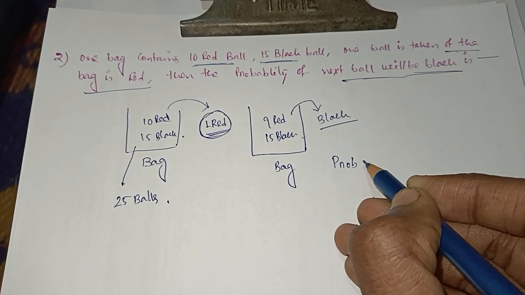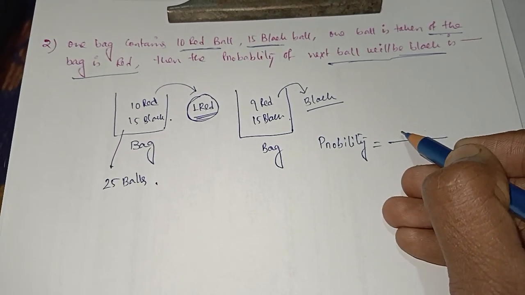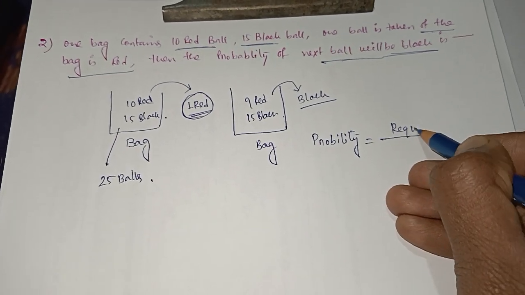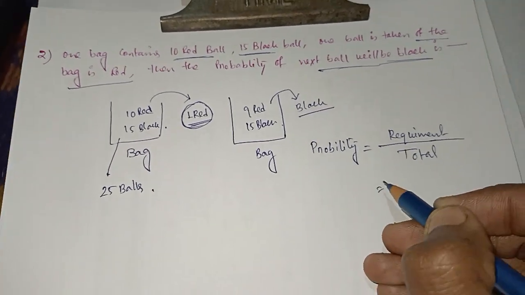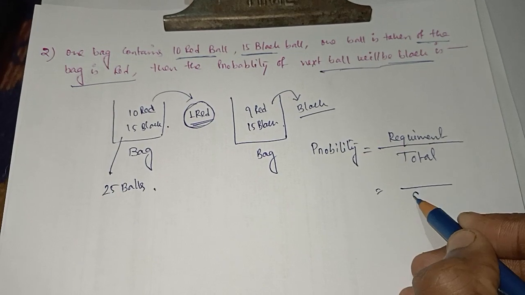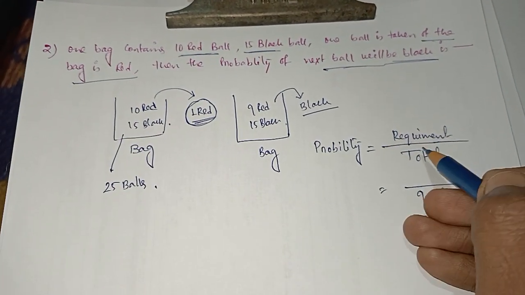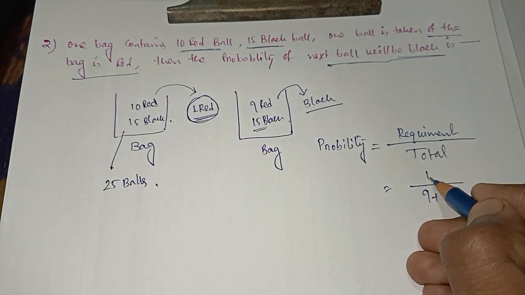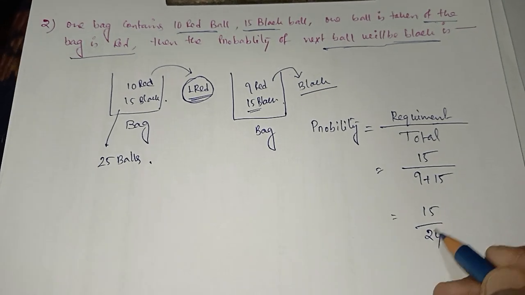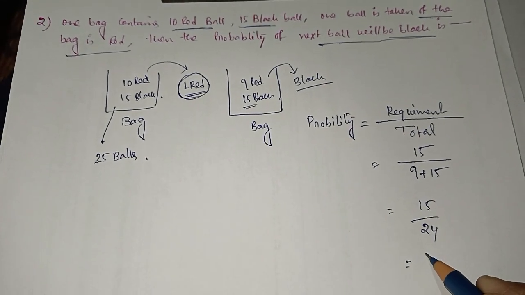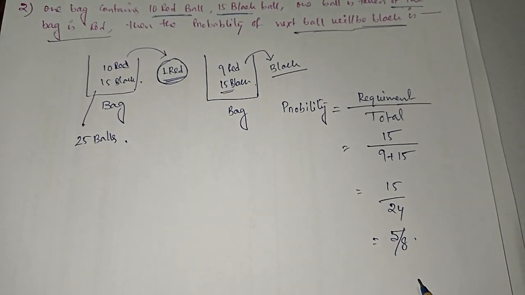The probability is equal to the requirement upon the total. The total number of balls is 9 plus 15, which is 24. The requirement is that the ball is black, so the number of black balls is 15. So 15 upon 24, divided by 3, is 5 upon 8. So the answer to the given question is 5 upon 8.